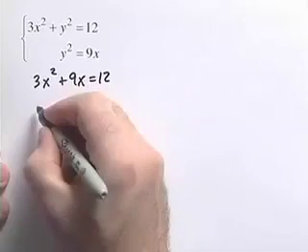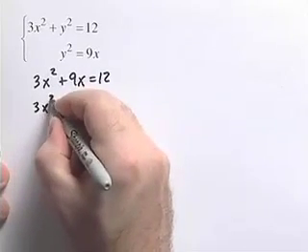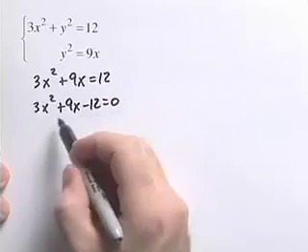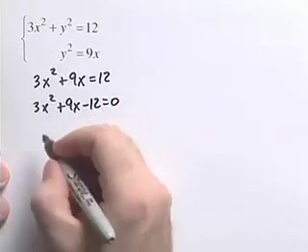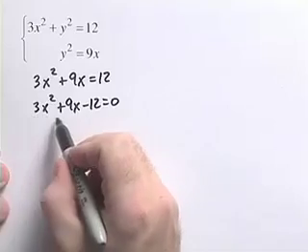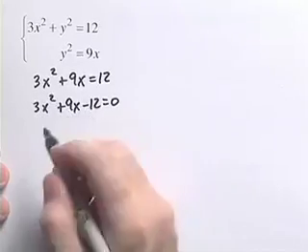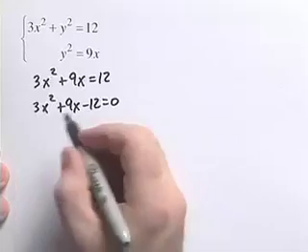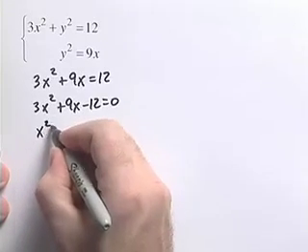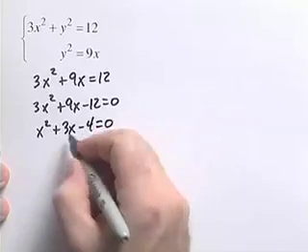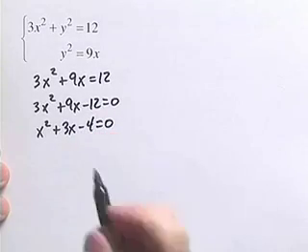We go ahead and subtract 12 from both sides. We'll get 3x squared plus 9x minus 12 equals 0. And then we can try to solve this by factoring. Before we do that, we'd like to go ahead and divide through both sides by 3, since each of these coefficients has a common factor of 3. If we do that, we'll get x squared plus 3x minus 4 equals 0. Just gives us some smaller numbers to work with.